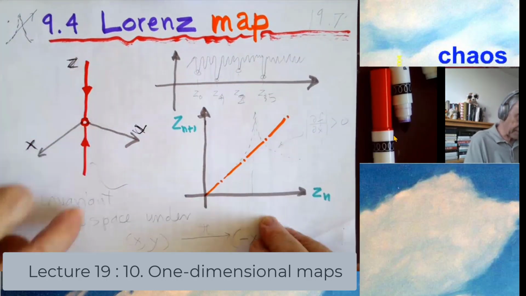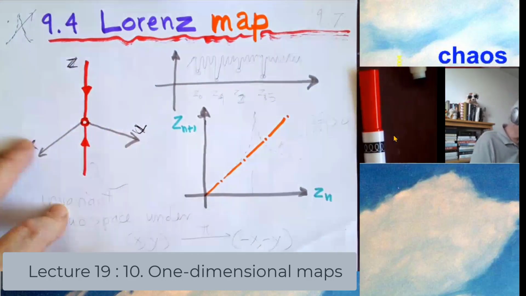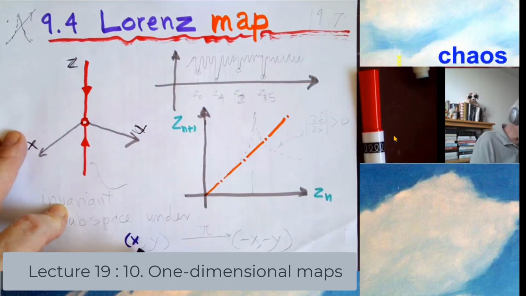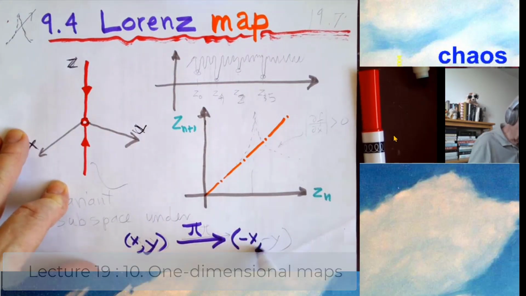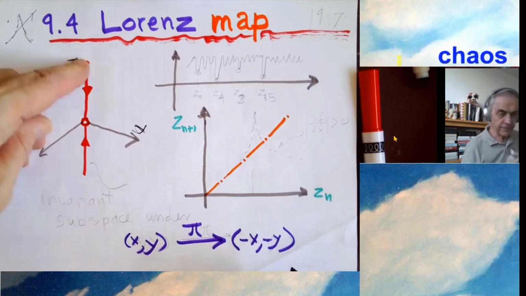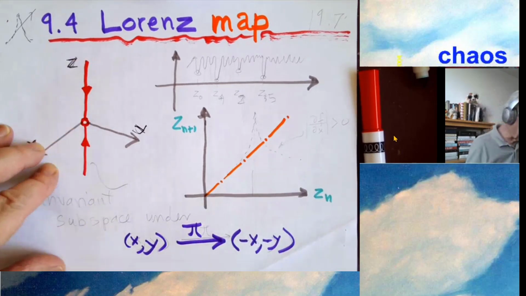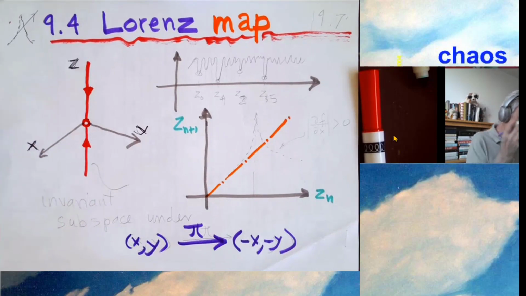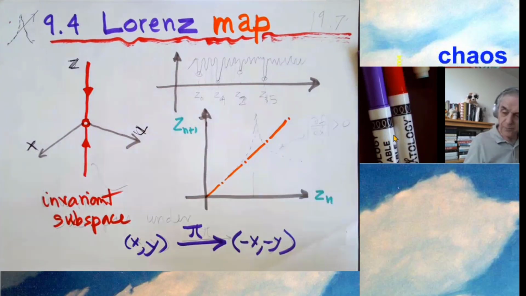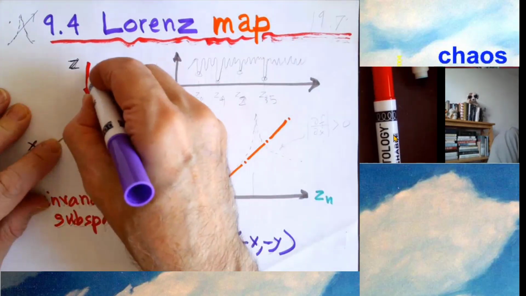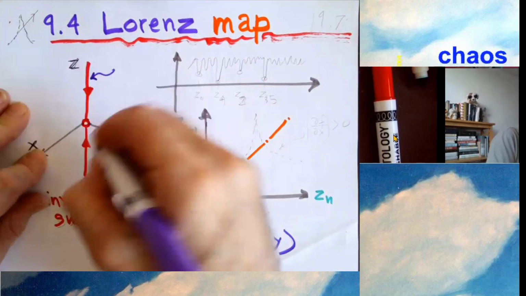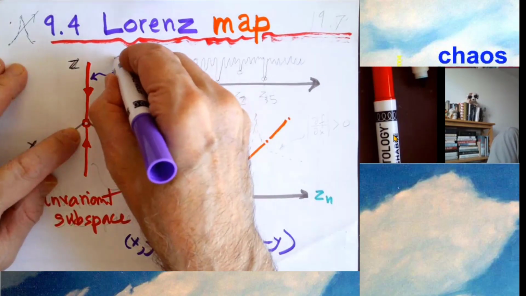There's an invariant subspace. Remember, there was a symmetry of these equations. If I rotated x and y by 180 degrees, then x would become minus x, y would become minus y. But z was the axis of rotation, so nothing changed, which means that there is an invariant subspace. If you write the equations of motion on this invariant subspace, you will discover that if x and y are 0, you're on the z-axis, then the equation becomes very simple.